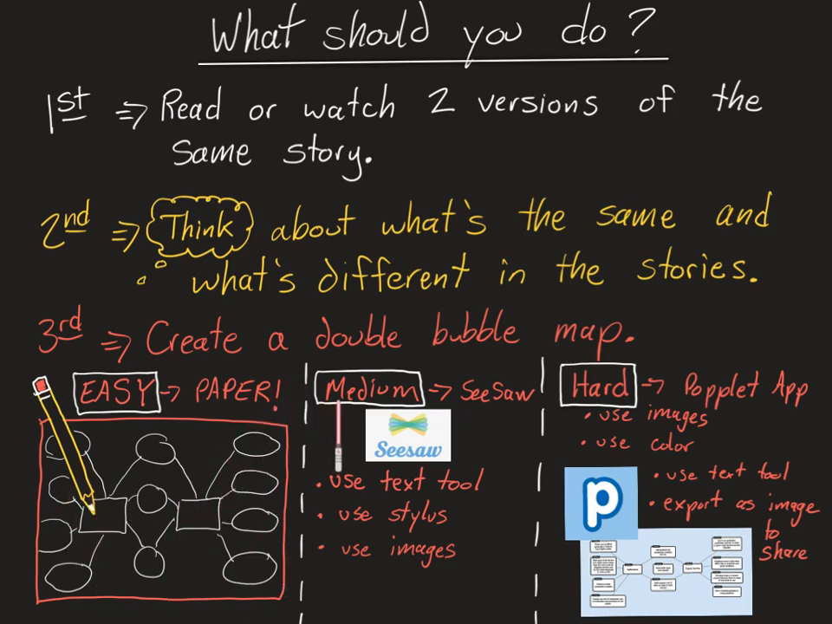If you want to try something a little bit more difficult, see if you can do it on Seesaw. This would take a lot more time. You would have to use the text tool. If you have a stylus, you could use a stylus. If you wanted to take pictures and add them, you could from the book.